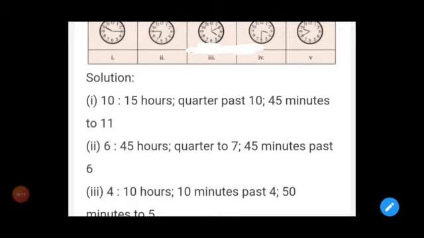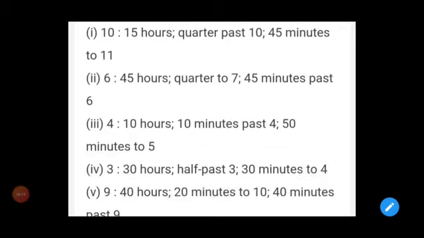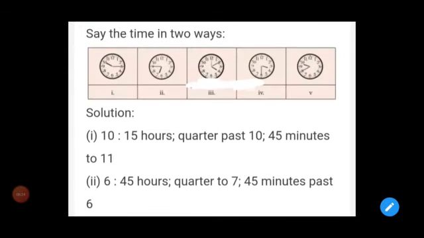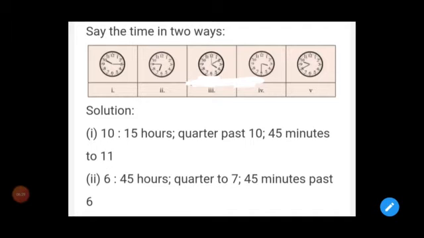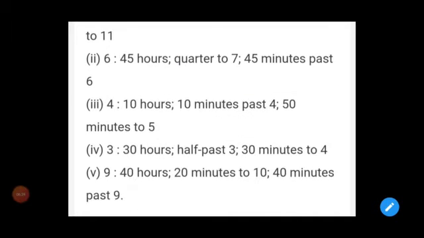So next one is 3:30 hours. So simple, 30 past 3 or 30 minutes to 4. Half past 3. 30 minutes past 3 or else half past 3. We can say either method. Next, fifth one, it is 9:40 hours. So 20 minutes to 10 or else 40 minutes past 9.